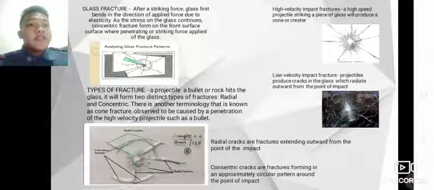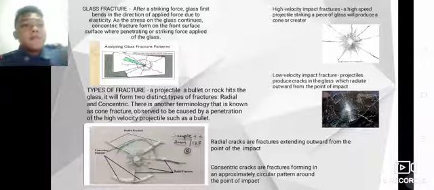High velocity impact fracture: a high-speed projectile striking a piece of glass will produce a cone or a crater. Low velocity impact fracture: a projectile produces cracks in the glass which radiate outward from the point of impact.